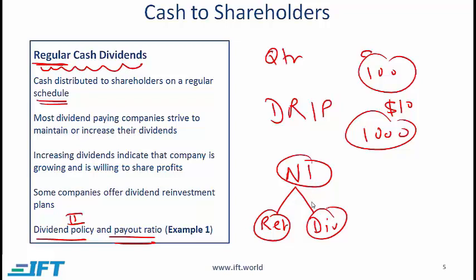The percentage of net income that is paid out as dividend is called the payout ratio. If a company has net income of 100 and the dividend is 40, 60 is retained, then the payout ratio is 0.4 or 40%. I would encourage you to read example 1, which illustrates this concept.